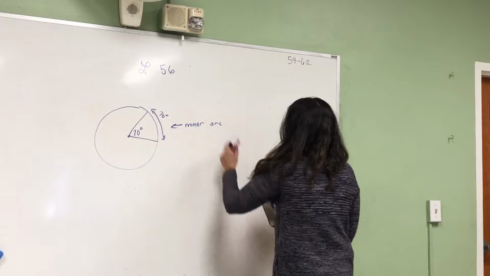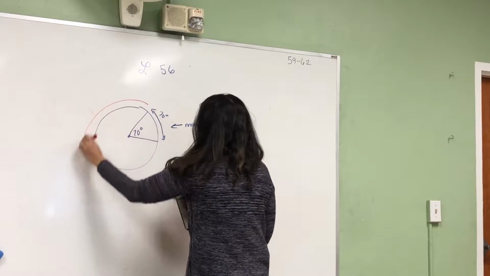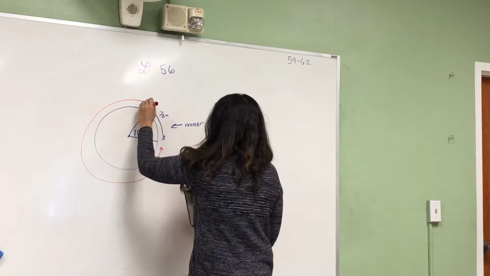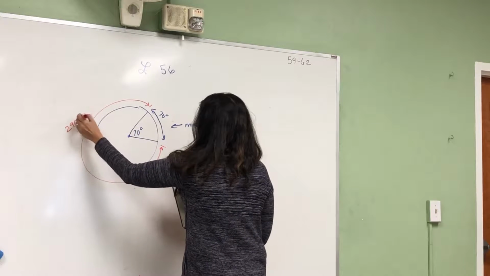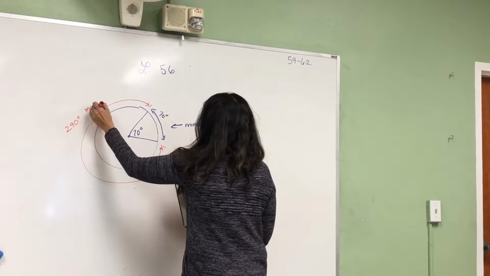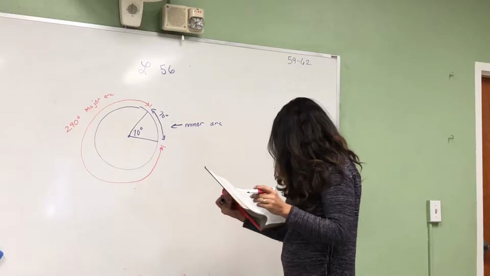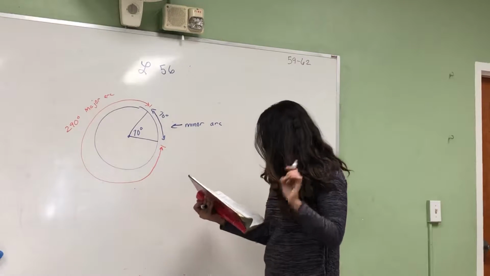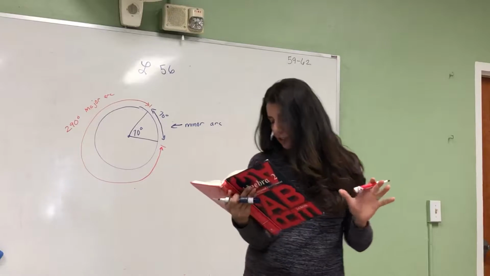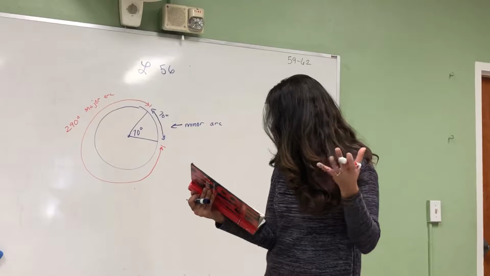And then the measure of the rest of the circle would be what? 290. Great. And that would be a major arc. Easy so far. When two arcs are not equal, this is the only definition. When two arcs are not equal, we call the longer arc the major arc and the smaller arc the minor arc.